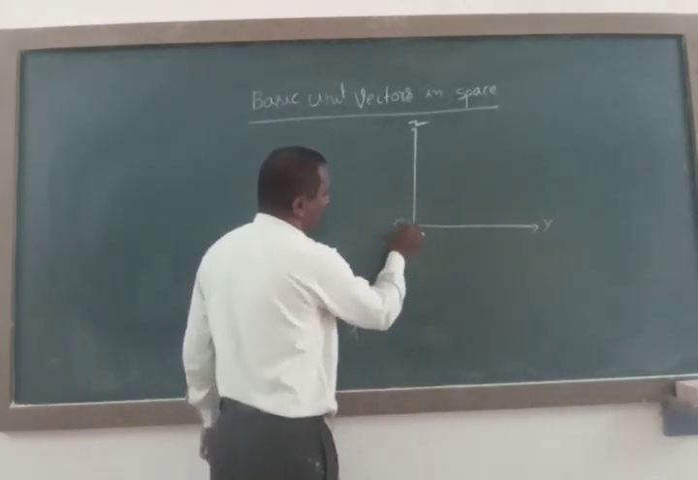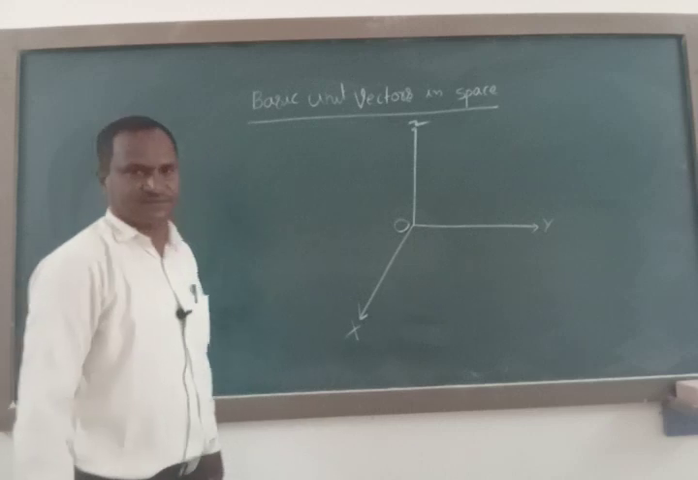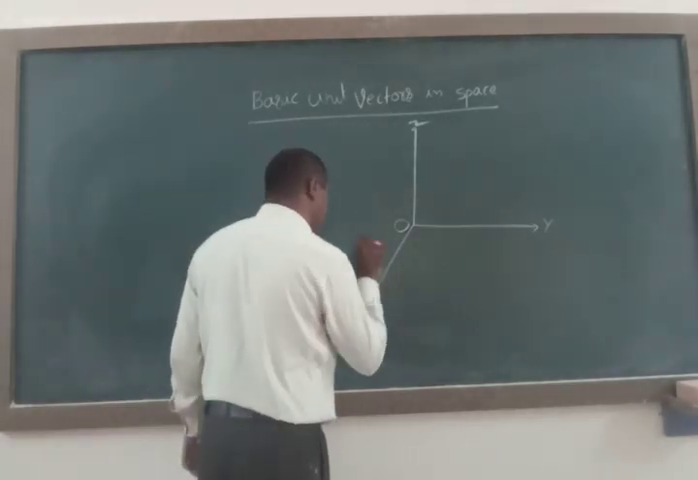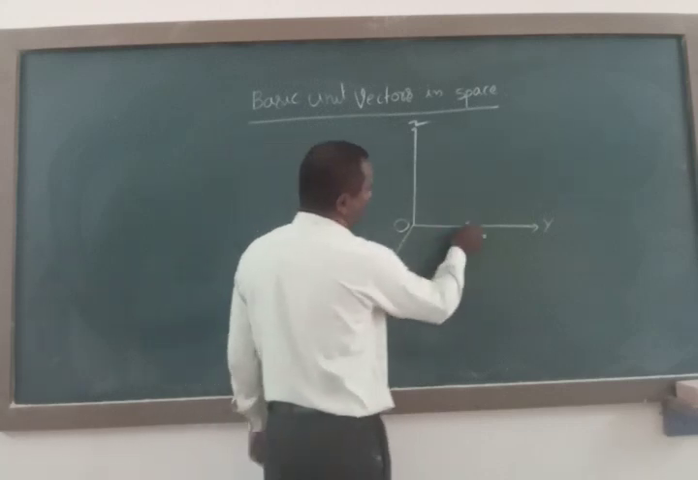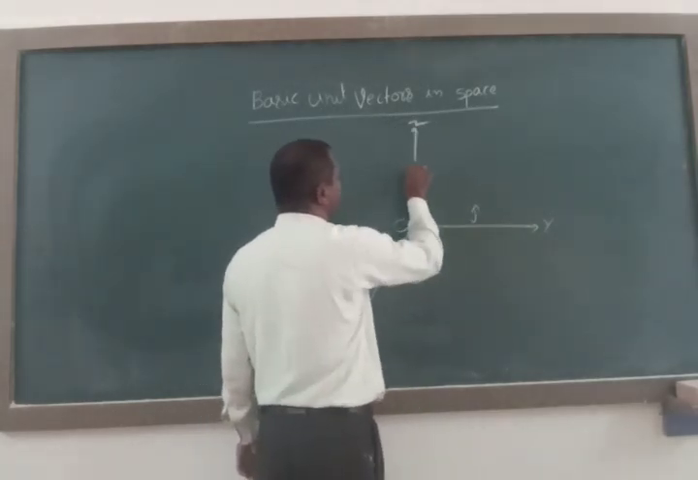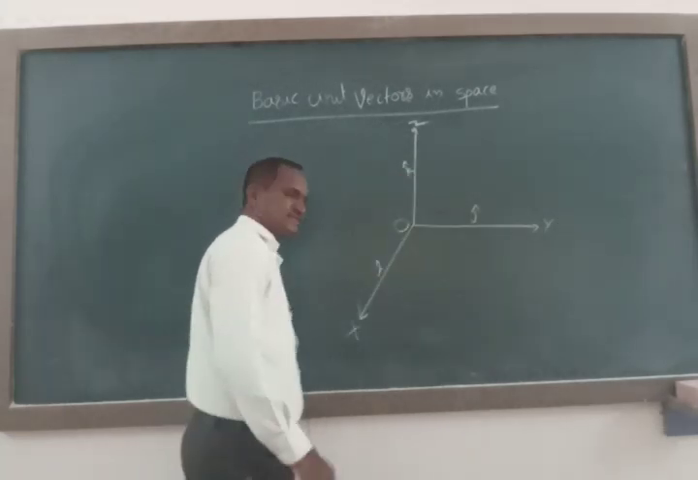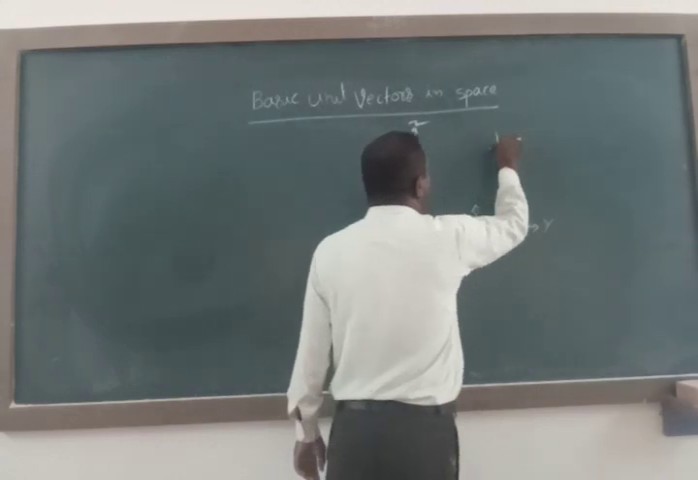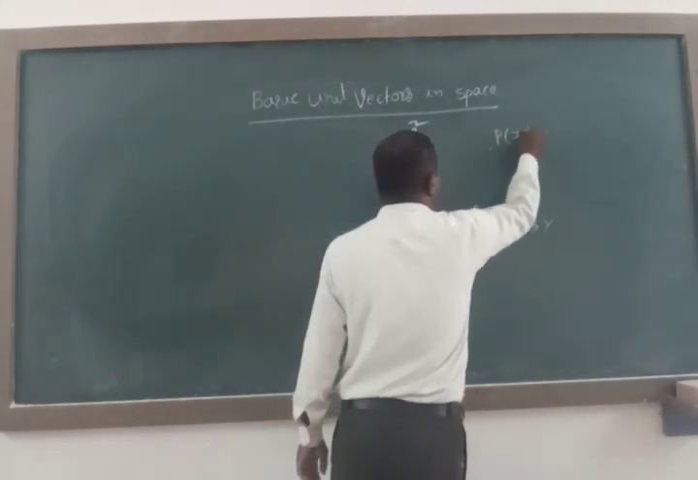O is the point of intersection of the axes. I cap is the basic unit vector along the x-axis. J cap is the basic unit vector along the y-axis. K cap is the basic unit vector along the z-axis. Here P we can take as any one point in space. P is x comma y comma z.